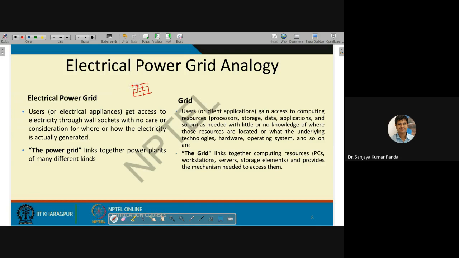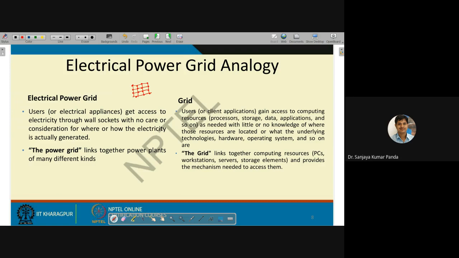These points are nothing but your poles, right? They are generating electricity and storing it in this particular grid and transferring it to some location where electricity is required. So when you compare the electric power grid with the computing grid, let us see what the difference is.